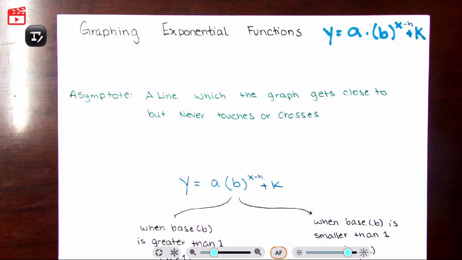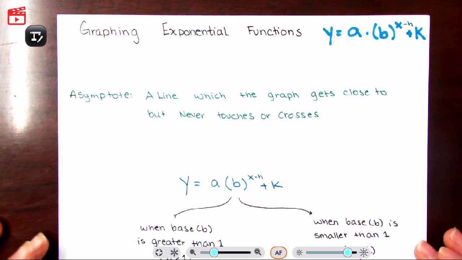The first thing that we need to know is the terminology of asymptote. So an asymptote is a line which the graph gets super close to, but it never touches or crosses. Think of it as like a no touchy zone. We can get super duper close, but we're not actually touching that line, right? It's like annoyingly close, but we're not actually touching that.